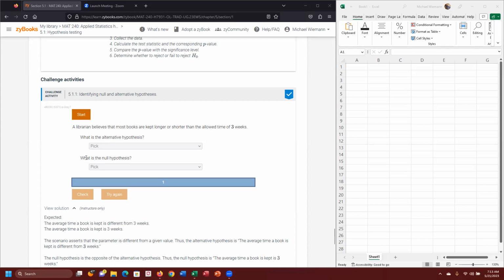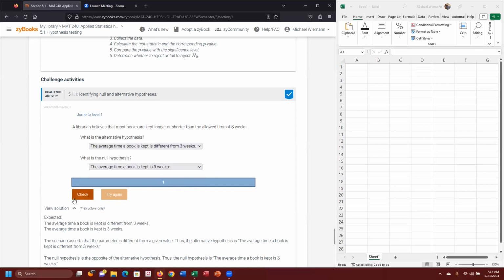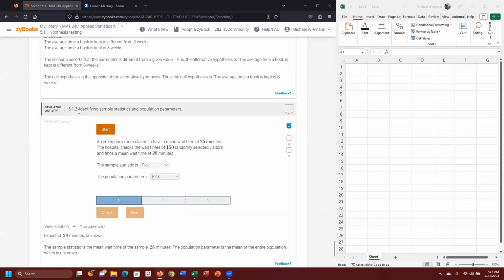So we start out, and I'm actually going to work this from the bottom up. The null hypothesis is that it was kept for 3 weeks, versus that it was not kept, that it differed from 3 weeks. So I'm going to select differ from 3 weeks, check the answer, and notice we've got the correct answer on the first challenge activity.